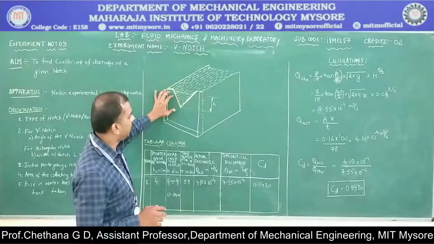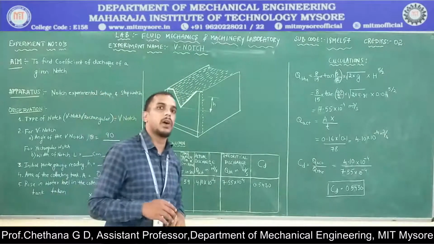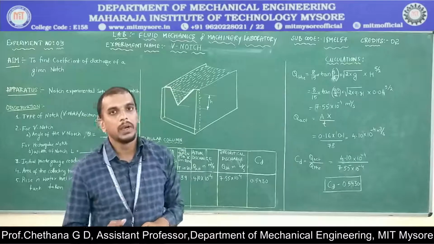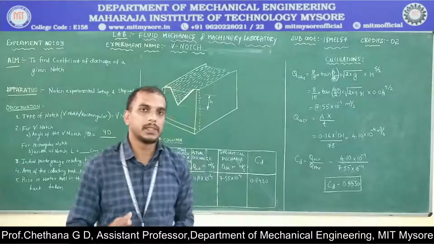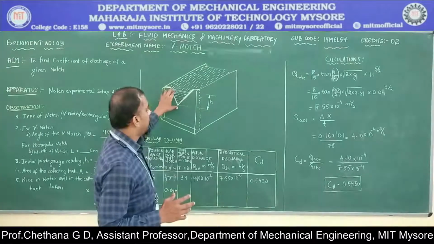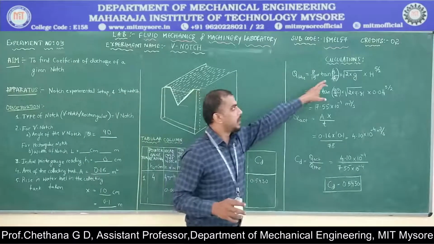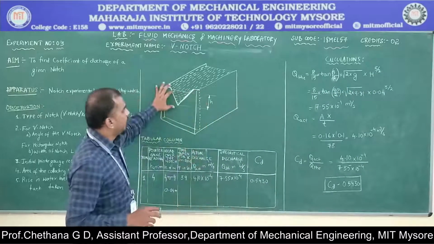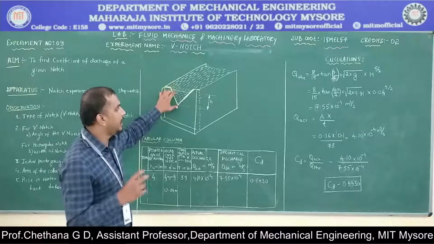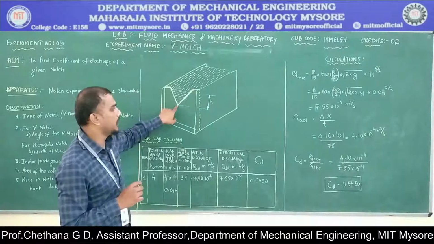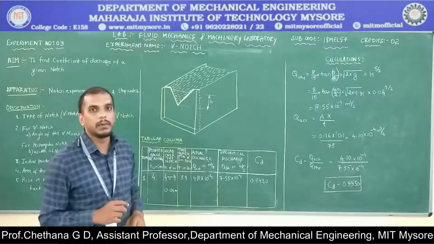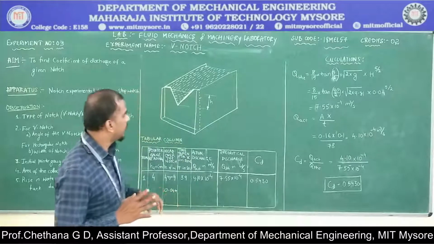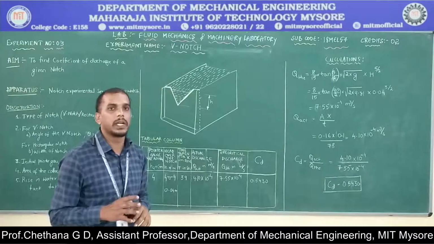When this water is flowing here, we have derived an equation for the flow rate of a V notch. From that equation we get the discharge. The equation is 8/15 into tan(theta/2) into square root of 2g into H to the power 5/2. So only if you have the head or height of the water flowing above this V notch, then we can determine the flow rate of an open channel.